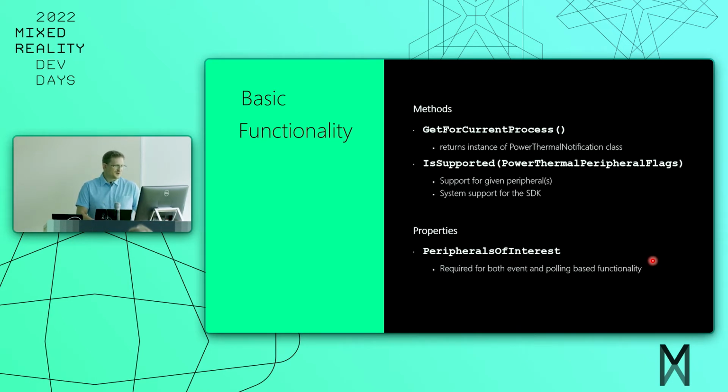Okay, so peripherals of interest. This is a property in the class, and you set this with a mask of the peripherals you're interested in. In a second, I'm going to talk about the two ways you actually get the information about thermal score and mitigation level. Both of those require you to set this field with the peripherals you're interested in. And if you don't, either you're not going to get notifications or you might get exceptions.